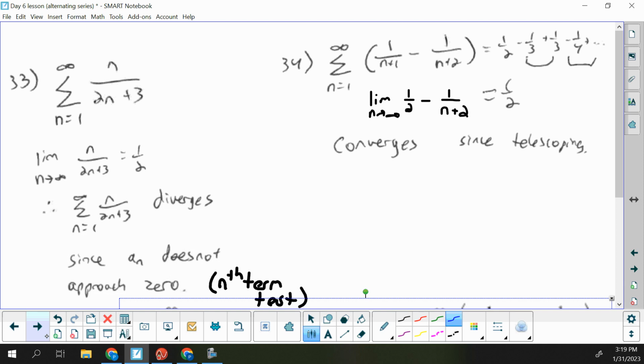In 34, if you write out a couple terms, you see that things will start to wipe out. There's only one term that doesn't wipe out on the front, so we should have one term on the back end that doesn't wipe out, so a minus 1 over n plus 2. As n goes to infinity, that second fraction goes to 0, so therefore this goes to 1/2, meaning it converges, and we did telescoping here.